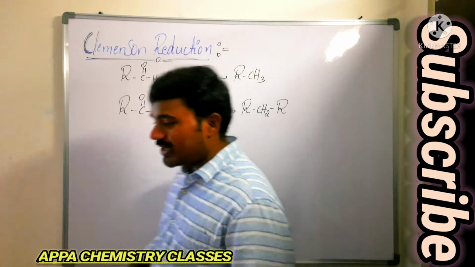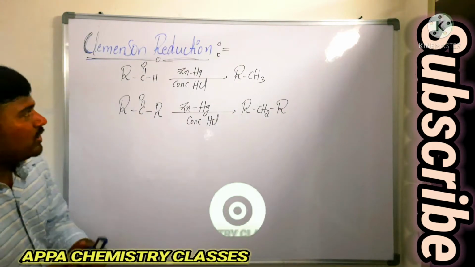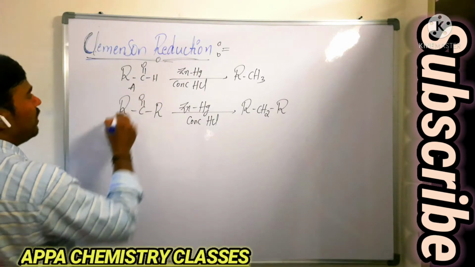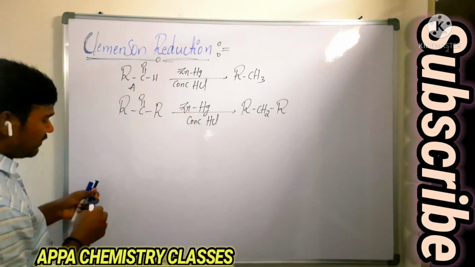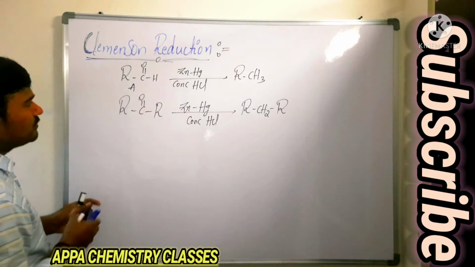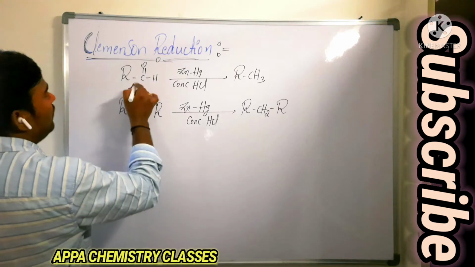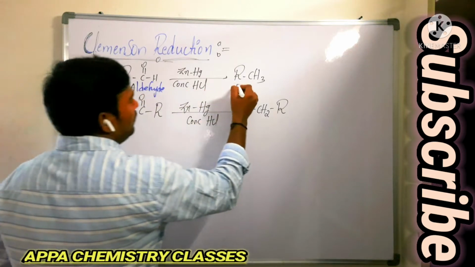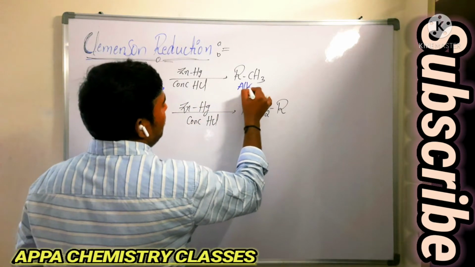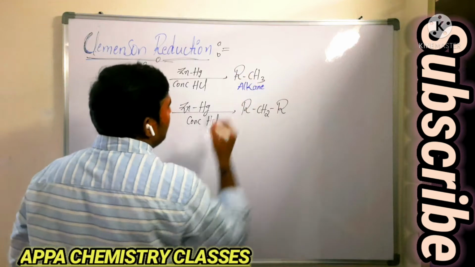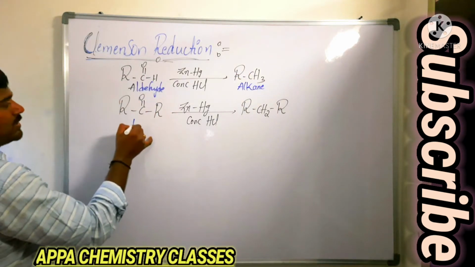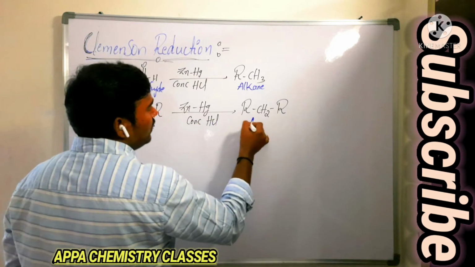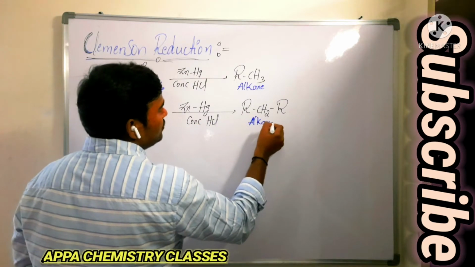That is the Clemmensen reduction, the first one. So in the Clemmensen reduction, what happens? Here the aldehydes are converted to hydrocarbons, that is, to alkanes. So we get a saturated hydrocarbon. And a ketone: the keto group is also changed to an alkane.